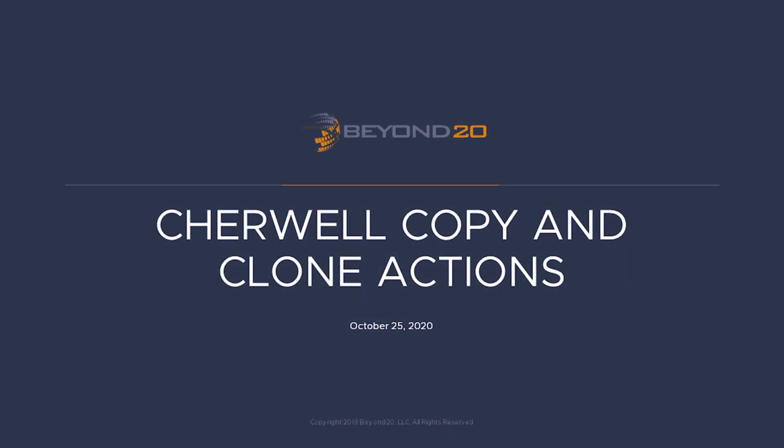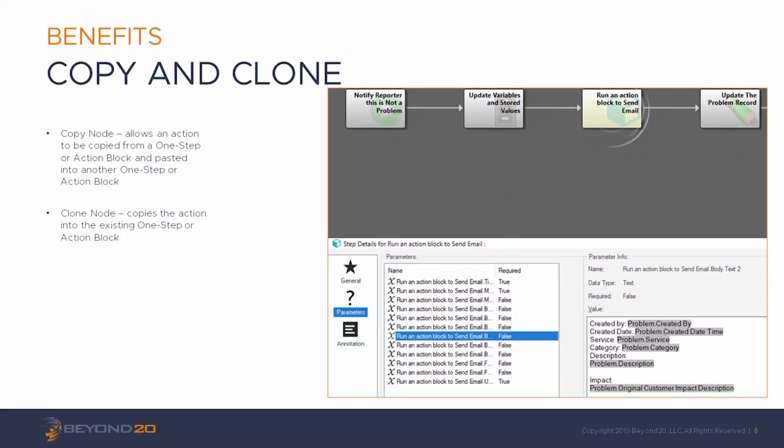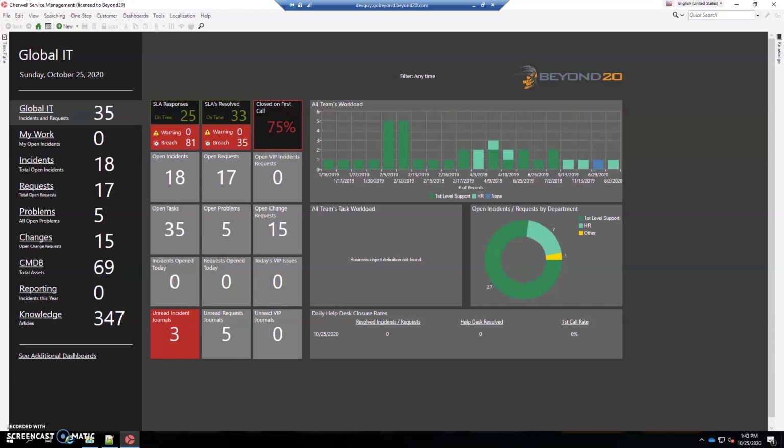In this video, we will demonstrate how to use new one-step action functions available in version 10.1 of Cherwell Service Management. The copy function now allows an action created in a one-step or action block to be copied and pasted into another one-step or action block. The clone function will copy and paste the action into the same one-step or action block. Let's take a look at the value and simplicity of each of these functions.